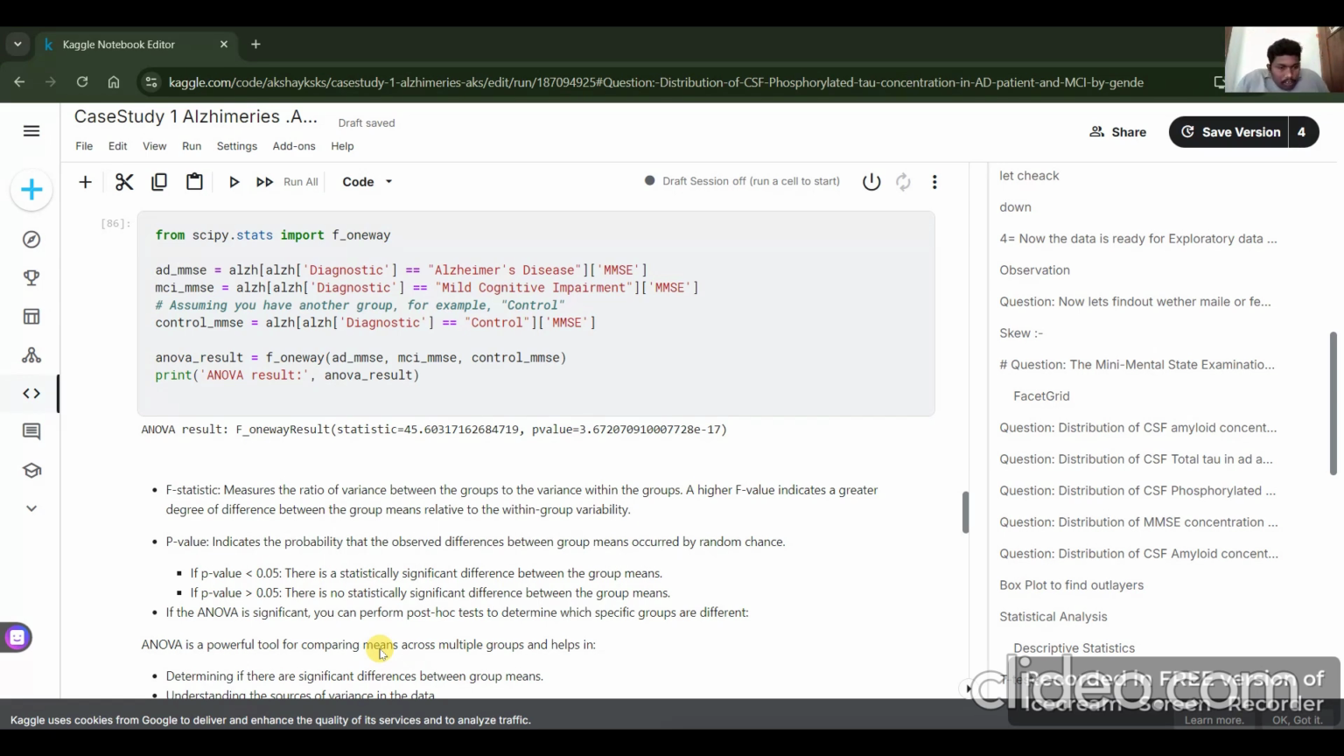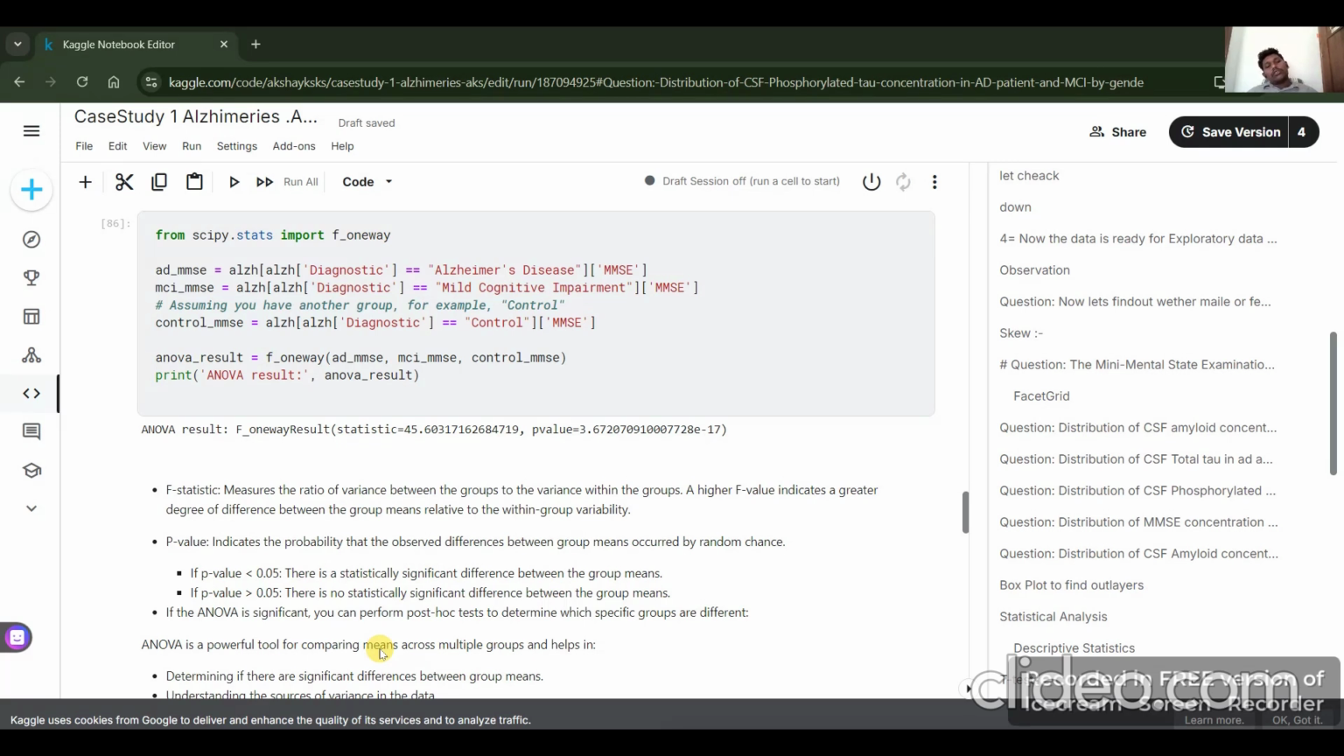If the p-value is less than 0.05, there is a statistically significant difference between the group means. If the p-value is greater than 0.05, there is no statistically significant difference between the group means. If the ANOVA is significant, you can perform a post hoc test to determine which specific groups are different.